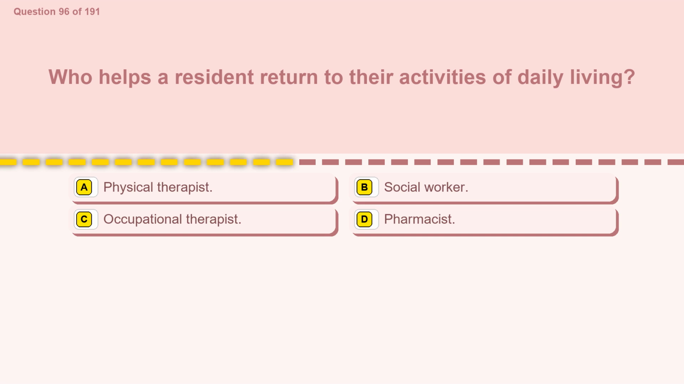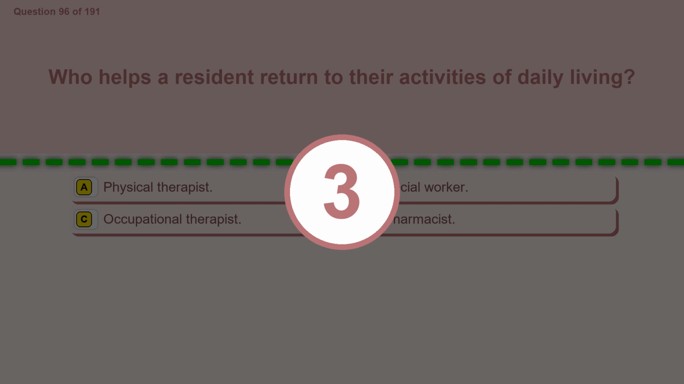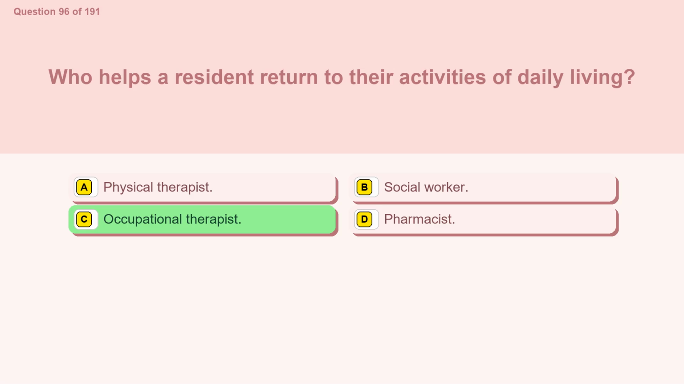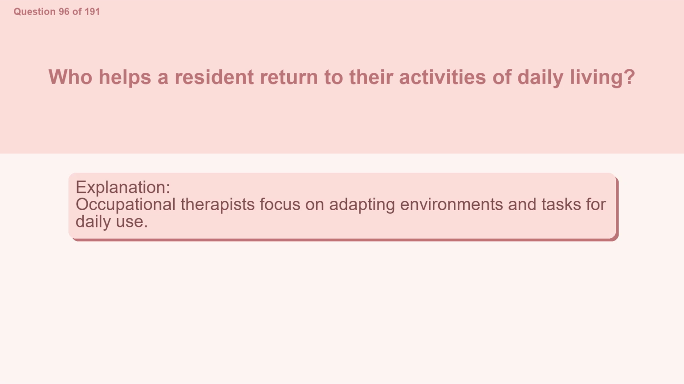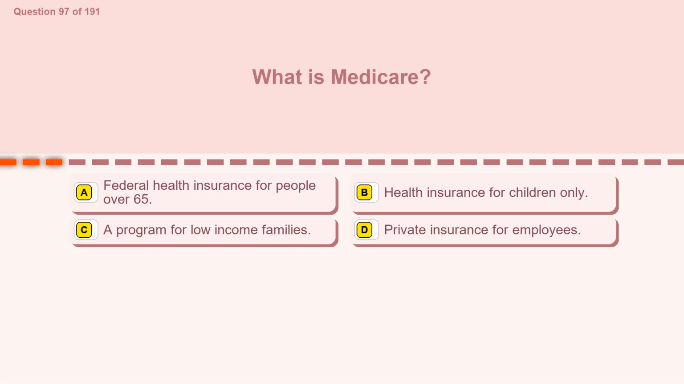Option A. A physical therapist. Option B. Social worker. Option C. Occupational therapist. Option D. Pharmacist. The correct answer is option C. Occupational therapist. Occupational therapists focus on adapting environments and tasks for daily use. Question 97. What is Medicare?